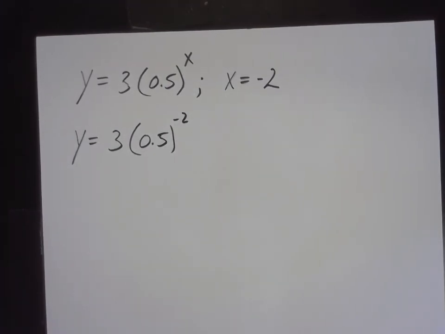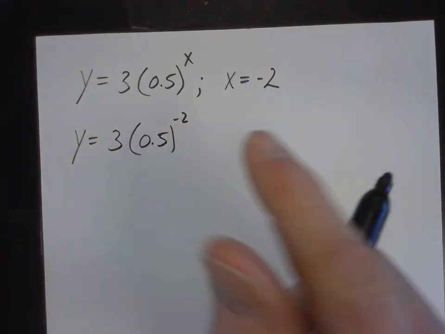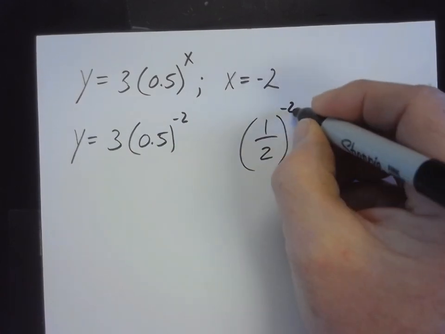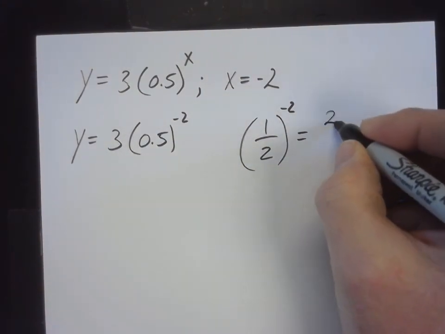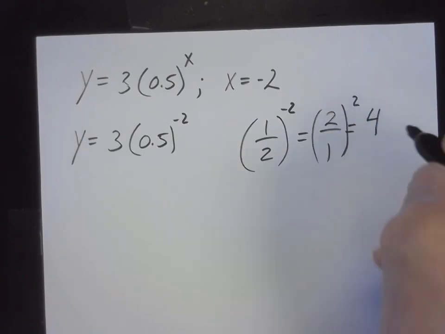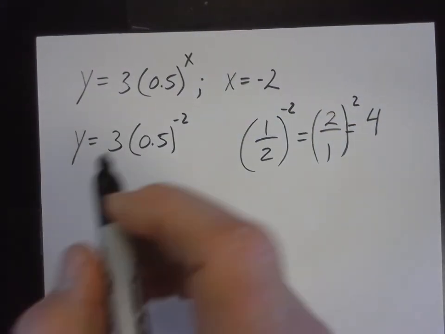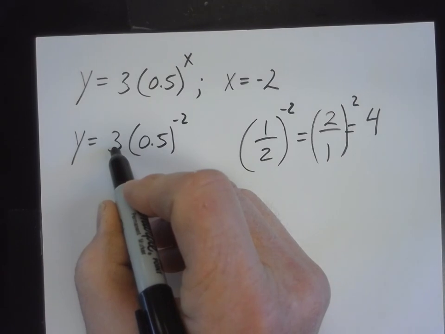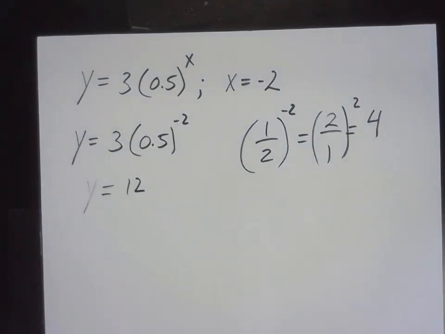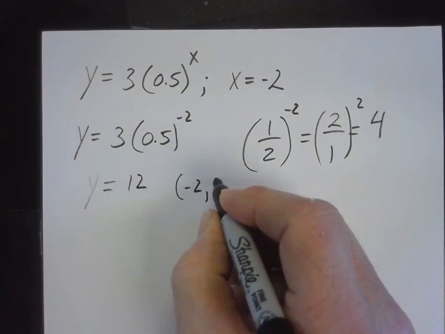0.5, which is a half, to the -2 power. I think it's 4. Does that seem weird? How the heck do I get 4? Let's think of it as a half to the -2. Wouldn't that be 2 over 1 to the +2? Which is 4, isn't it? And then 4 times 3? 12. Okay. So when x is a -2, we get a 12 out.